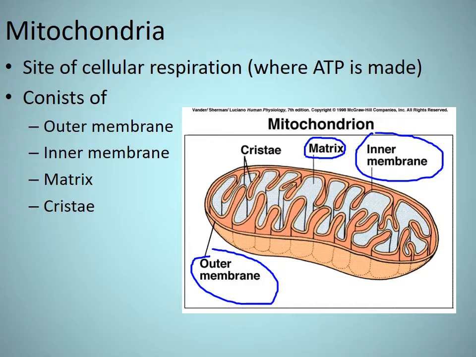And along the folds here, we see what's known as cristae. Along these folds is where the electron transport chain will take place. This is obviously a very, very important stage of cellular respiration because this is where we're going to see the bulk portion of ATP be produced. So the mitochondria is obviously very, very important.